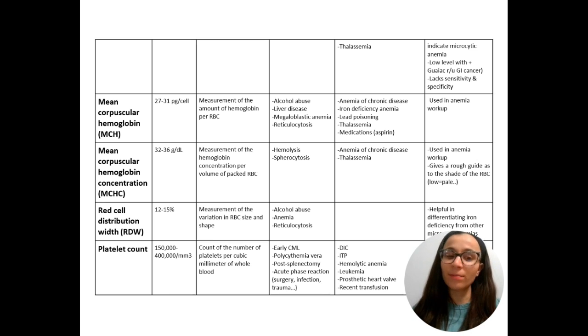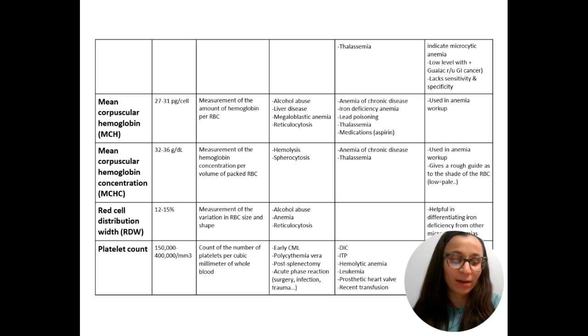Next we go on to the RDW, which is the red cell distribution width, which is a percentage, 12 to 15. And that is a measurement of the variation in red blood cell size and shape. So it's helpful in differentiating iron deficiency from other microcytic anemias.